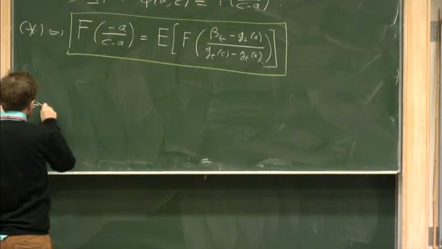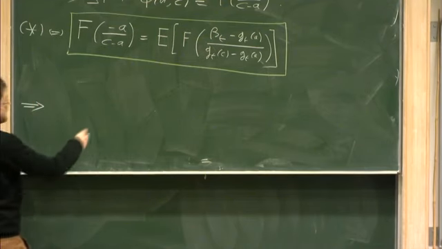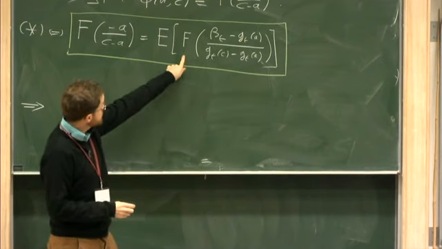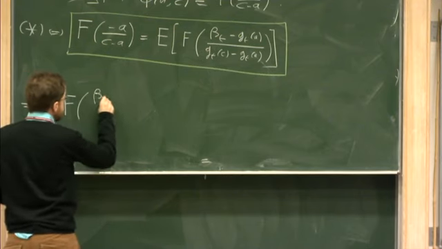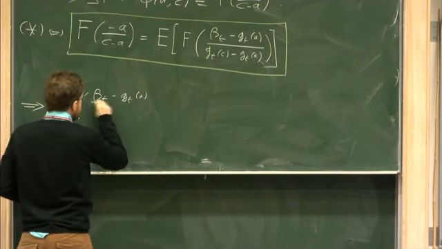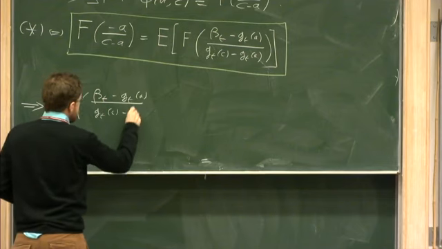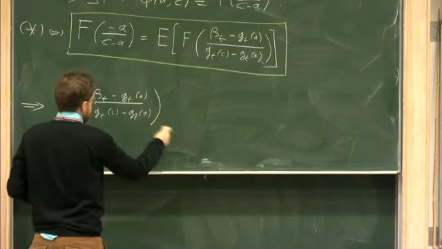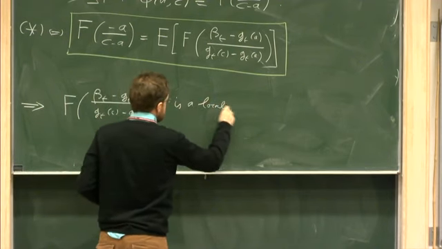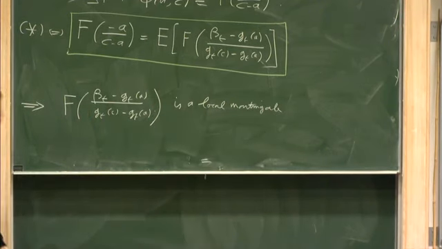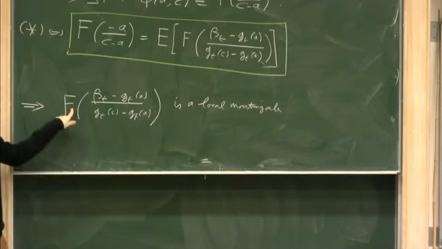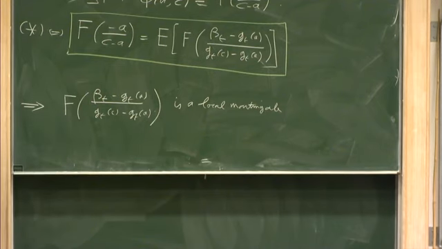So really what we get from this is that this process inside the expectation has to be a local martingale. So the f of beta t minus gt of a over gt of c minus gt of a is a local martingale. And it's really local because you need to stop it whenever one of these two events occurs. So it's really what you want, that the image of this ratio by f is really a local martingale.